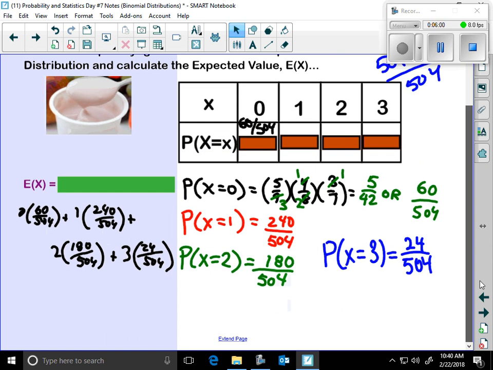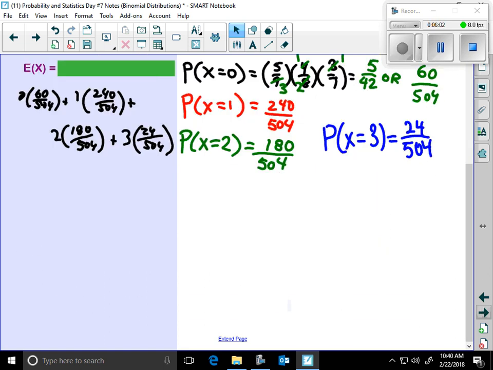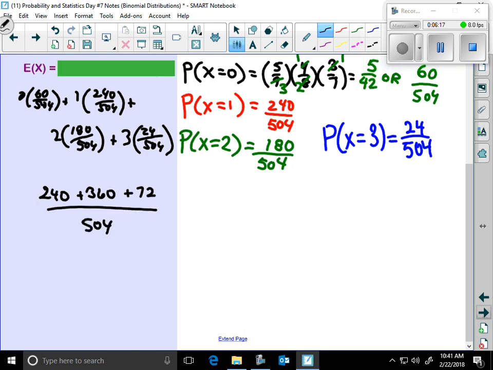Let's do a quick calculation on that and see what it is. 0 60s is 0. 1 240 is 240. 2 180s is 360. 3 24s is 72. 504ths. So add those up, we get 672. Hey, look at that. We would expect a little over one expired yogurt per, right?